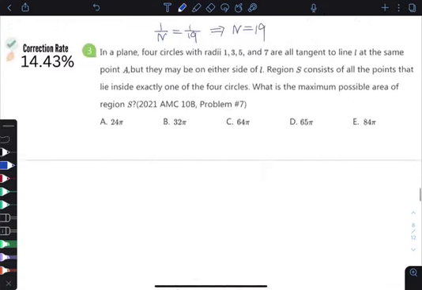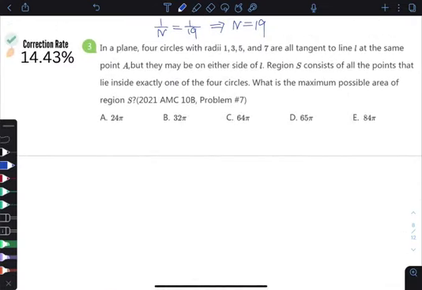Okay, so the last one. In a plane, 4 circles with radii 1, 3, 5, and 7 are all tangent to the line L at the same point A, but they may be on either side of L. Region S consists of all the points that lie inside exactly one of the 4 circles. So what is the maximum possible area of region S?